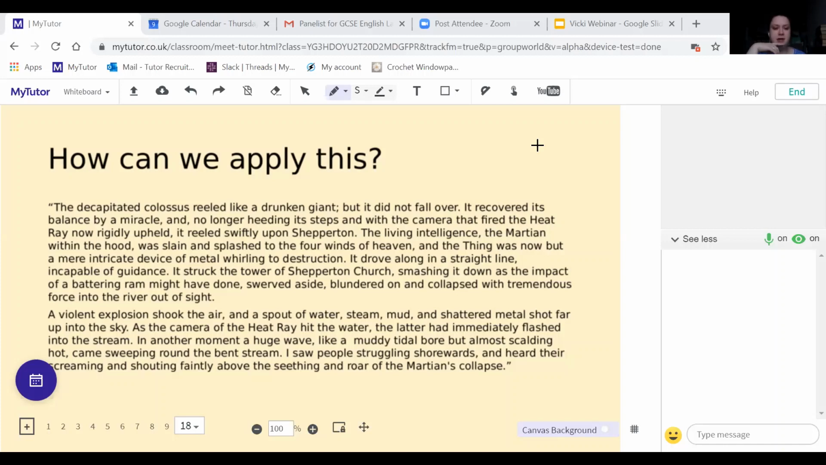A violent explosion shook the air, and a spout of water, steam, mud, and shattered metal shot far up into the sky. As the camera of the heat ray hit the water, the latter had immediately flashed into the stream. In another moment, a huge wave, like a muddy tidal bore, but almost scalding hot, came sweeping round the bent stream. I saw people struggling shorewards and heard their screaming and shouting faintly above the seething and roar of the Martian's collapse.